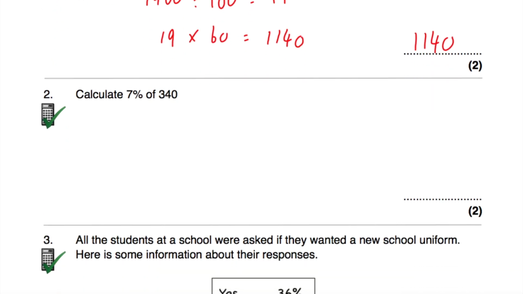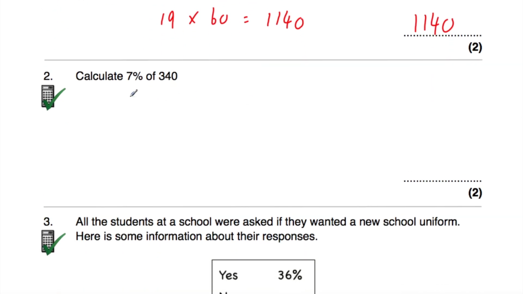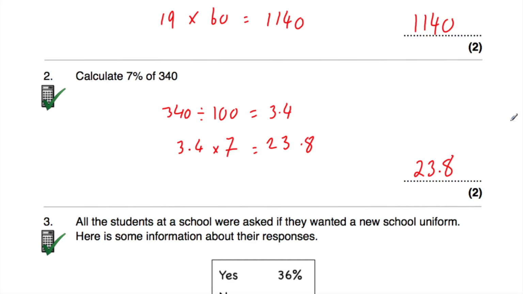Okay, let's look at our next question, question number two. Calculate 7% of 340. So if we want to find 7% of 340, we're going to divide the 340 by 100, and we can use our calculator to do that, and that's equal to 3.4. And then we multiply the 3.4 by the percentage we want, which is 7. 3.4 multiplied by 7 is equal to 23.8. So that means that 7% of 340 is 23.8, and that's it.